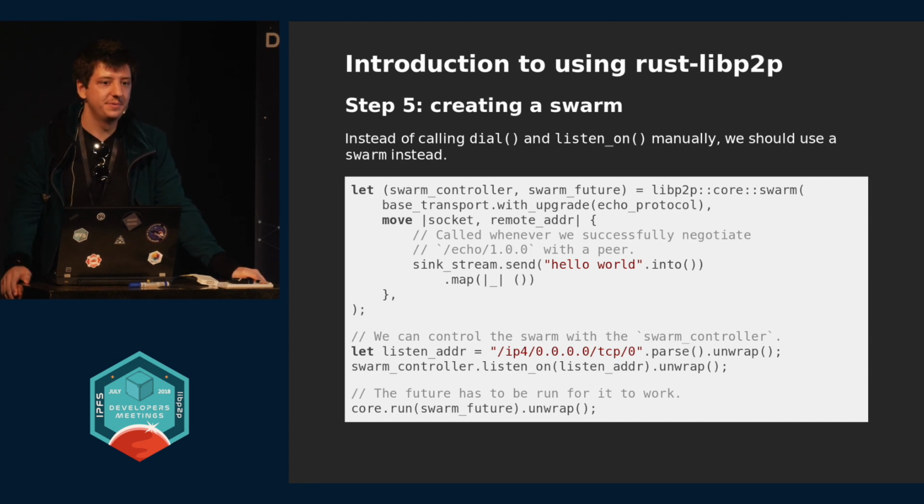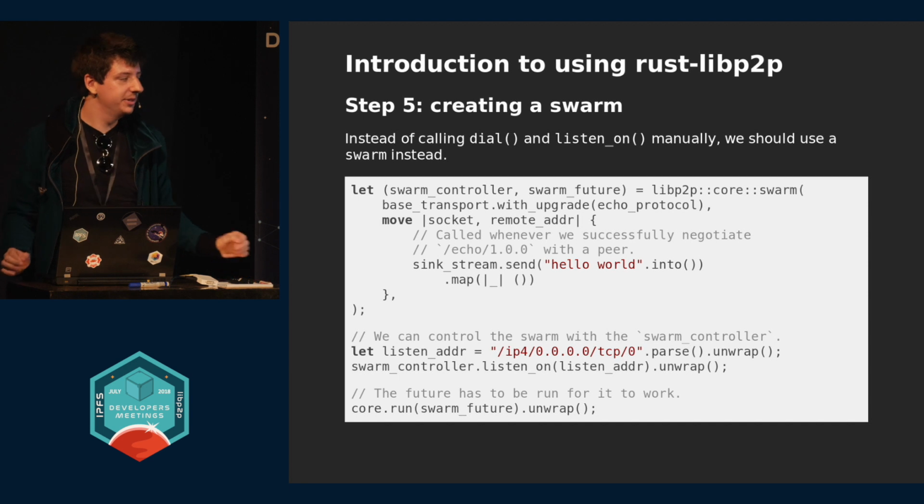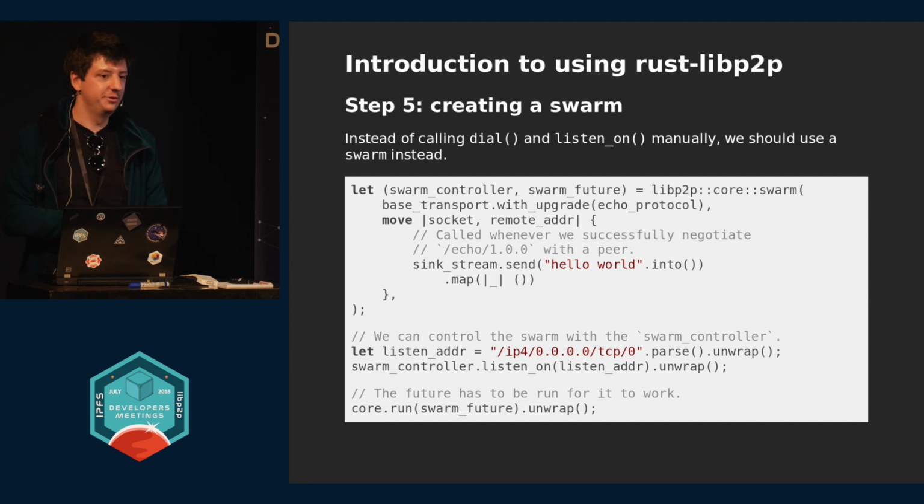So far we've just been dialing or listening manually. I didn't show any example of listening to incoming connections, but it's quite straightforward. So far we've done everything manually, but of course in real code you don't want to do this manually. So there's this thing named swarm. This code shows how to use it.